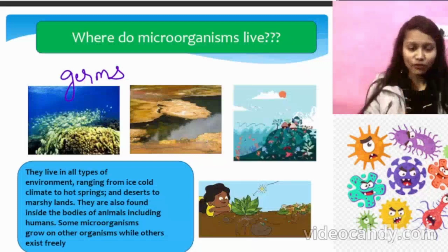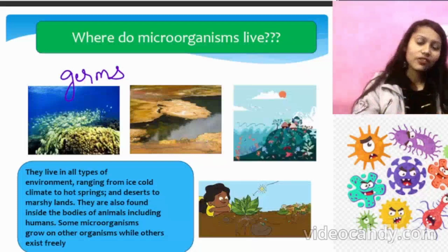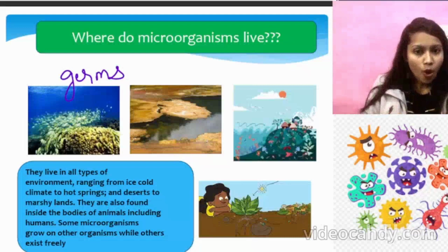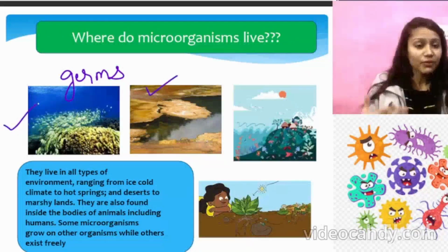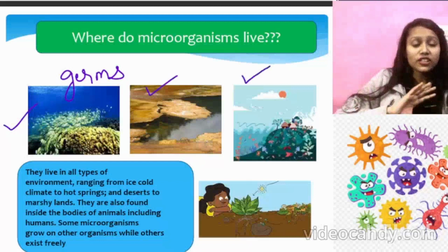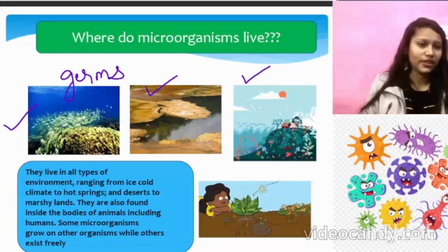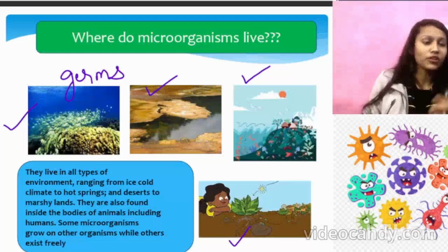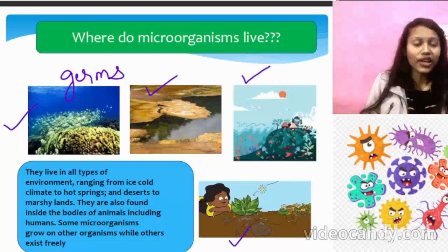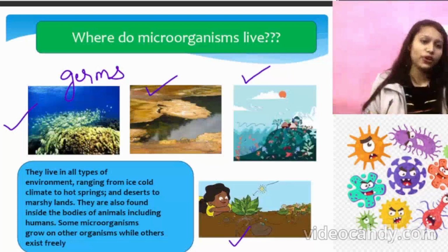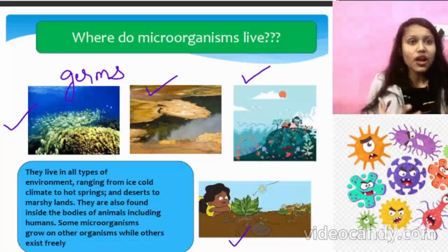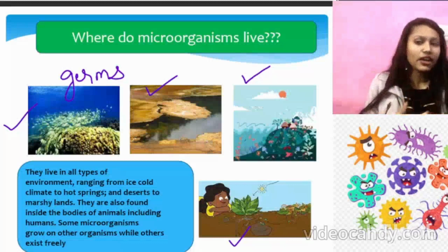And one more thing I was telling you in this slide is where they are found. They can be found in the pond ecosystem, in the ocean, in extreme cold climates, and they can even survive in hot springs and in the desert, meaning they can be there in extreme climatic conditions. They can also be there in normal conditions, like in the soil. Some microorganisms grow on other organisms, and some exist freely. They are even inside our body, in our digestive tract. And as I told you, microorganisms can be friend or foe.